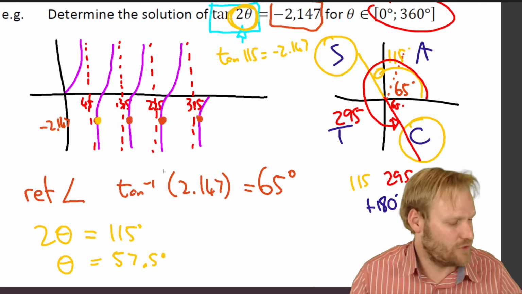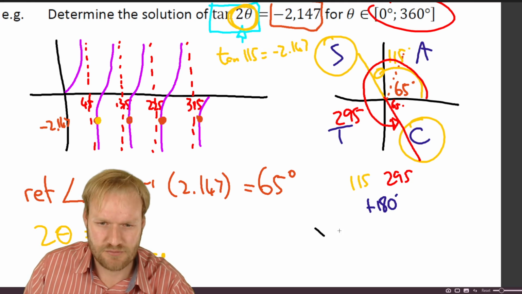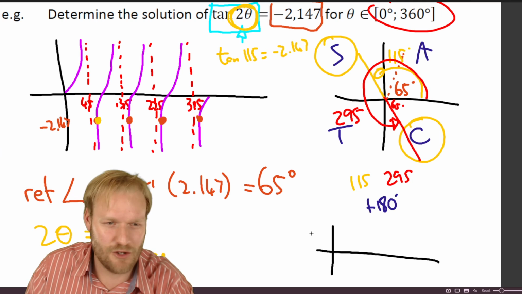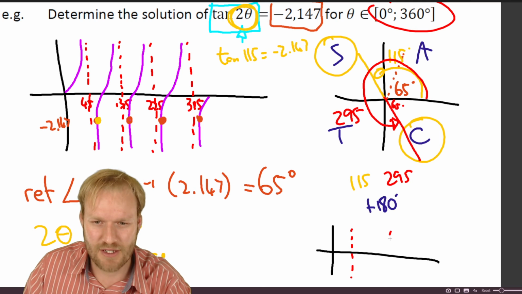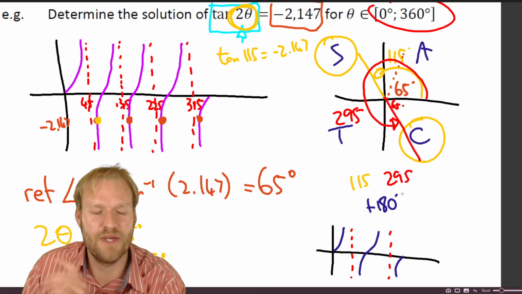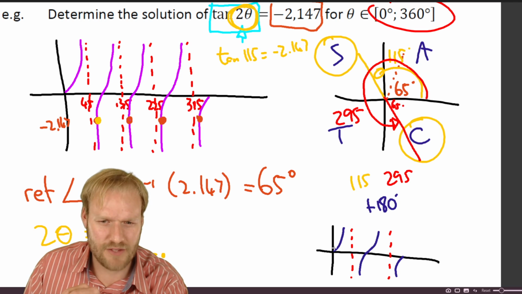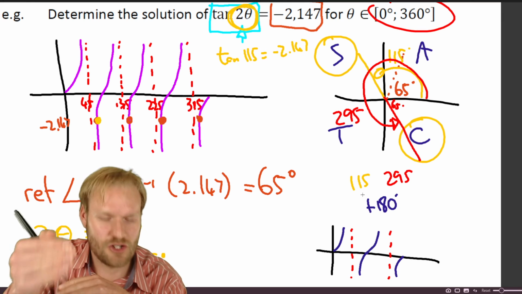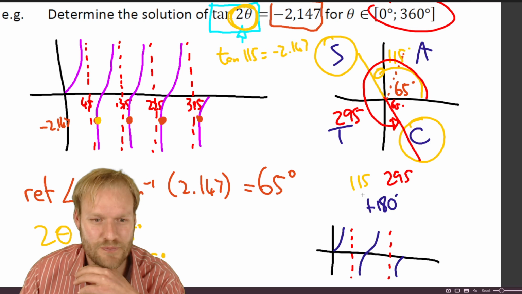Now, if you think of your tan graph, and I know this is a lot we're taking in, but this is good stuff that we're taking in. Think of your original tan graph. There it is there. There's some asymptotes, and it went like this, and this. What's the period of y equals tan x? How often does it repeat itself? Well, it repeats itself every 180 degrees. So if you've got a solution of 115, isn't your next solution just going to be 180 degrees later?